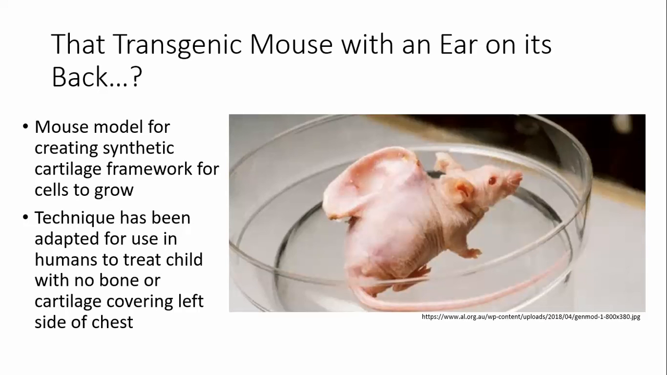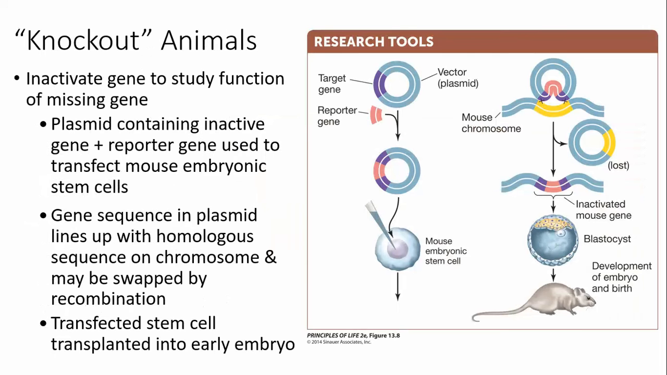But this technique was used to make a synthetic cartilage framework for them to grow some protective covering over their heart, and now it's actually pretty functional. That child has less fear of getting punched in the chest. You can also make knockout animals where you inactivate a specific gene. When you inactivate that gene, you can then implant that defective gene or missing gene section into an embryo, and you can see how it causes changes in the development of that organism.